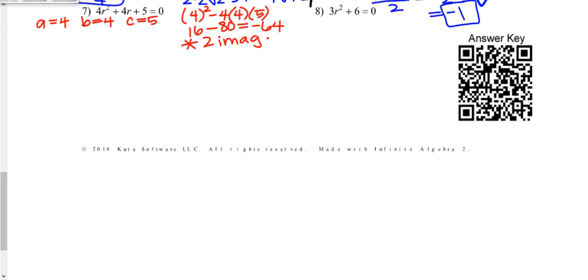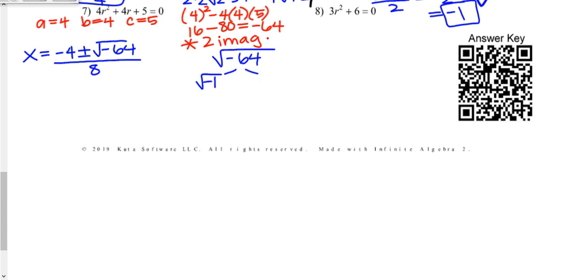Alright. Let's go to my quadratic formula now. X equals negative B plus or minus the square root of negative 64 all over 2a, which is 8. I'm going to simplify the square root of negative 64 over here. This becomes the square root of negative 1, and then the square root of 64.